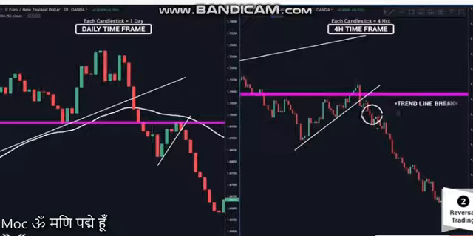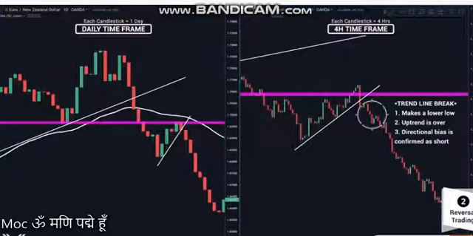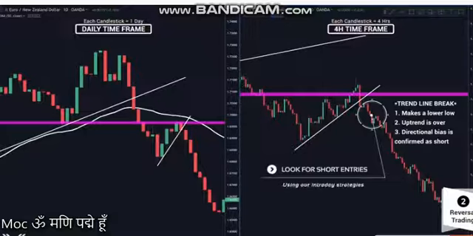Now, once you had your break of the short-term trend line, this shows that the pullback is over, and once price made the lower low, you can start looking for short entries and start taking breakout or momentum entries through the lower time frames, as your directional bias is confirmed.